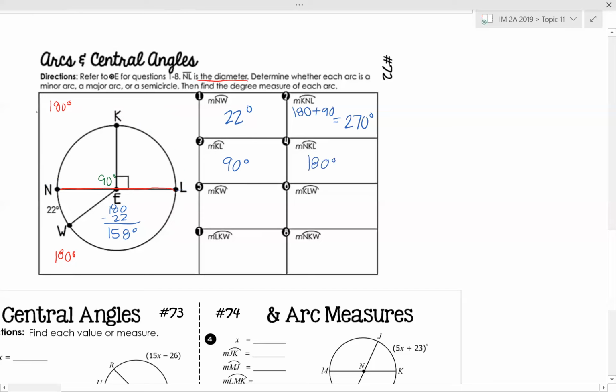Then I want to go from K to W. So our KW, again, remember that since there's 2 letters, that means it's the shortest distance. So notice if I were to go KLW, that's going to be bigger than 180, which means it would be a major arc. But the notation tells me that I'm going the shortest distance, because there's only 2 letters. I should probably write that. So whenever there's 2 letters in the arc, that means you're going that shortest distance. So from K to W is this. So that means we're doing 90 plus 22. So this is going to be 112 degrees.